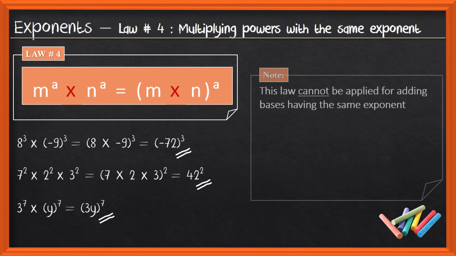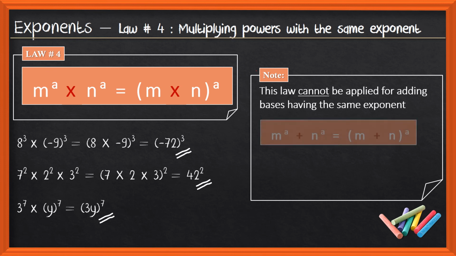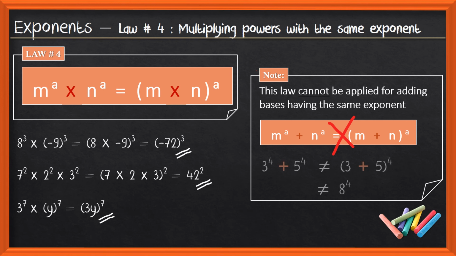Please note that this law cannot be applied for adding bases having the same exponent. That is, we wouldn't solve m to the power of a plus n to the power of a as m plus n the whole power a. For example, 3 to the power of 4 plus 5 to the power of 4 is not equal to 3 plus 5 the whole power 4.